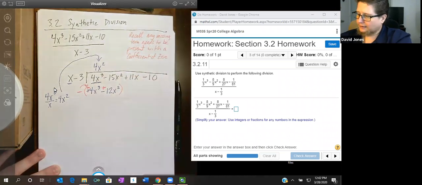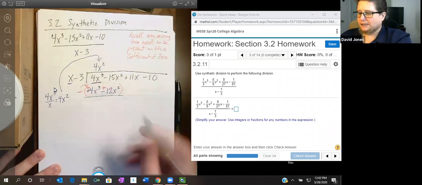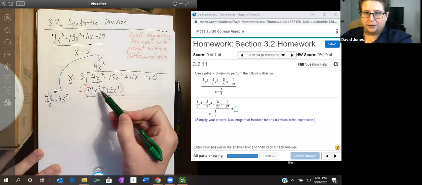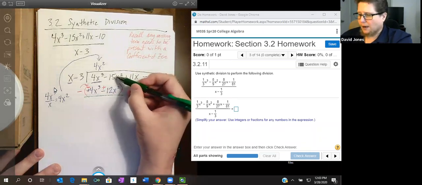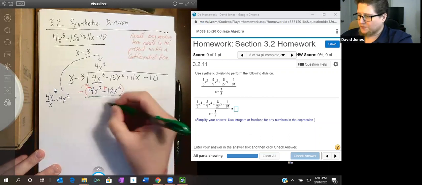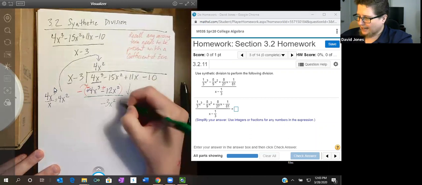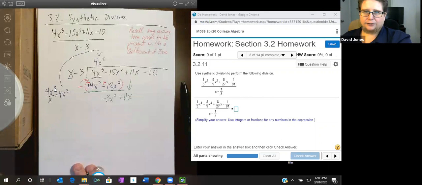So that when I add them up vertically, I got 4x cubed minus 4x cubed, and they go away. And then I have negative 15x squared plus 12x squared gives me negative 3x squared. And I'll bring down the 11x. And we repeat this cycle.